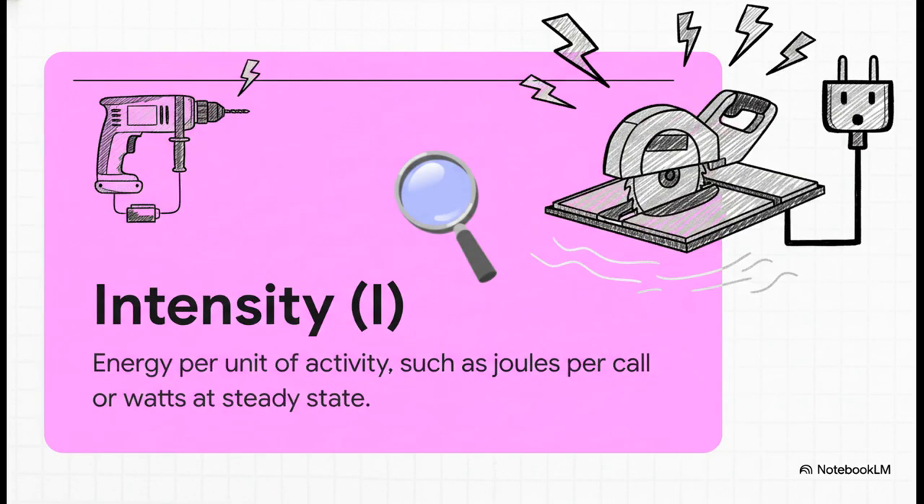Our second building block is intensity. This measures how much energy is used up every single time that function runs. So back in our workshop, this is all about the power draw of the tool itself. A small cordless drill and a giant industrial table saw might both get used just once, but their energy intensity, yeah, they're in completely different universes.